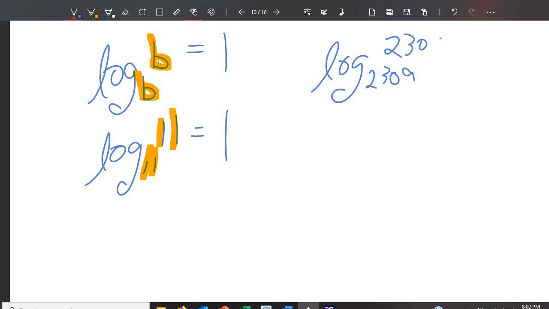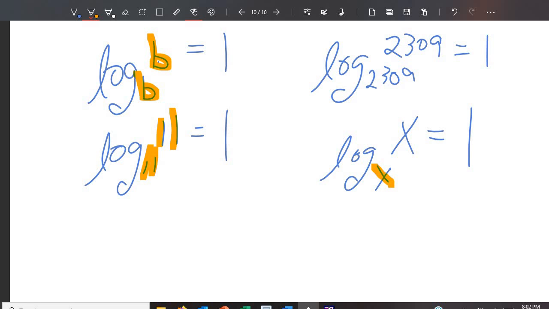Here, the answer is automatically equal to 1. If I have log of x and there's an x here, guess what? It's automatically equal to 1. So as long as these match each other, your answer will always be 1.